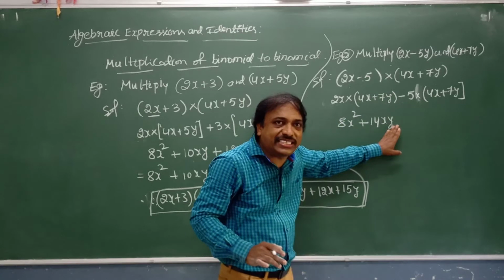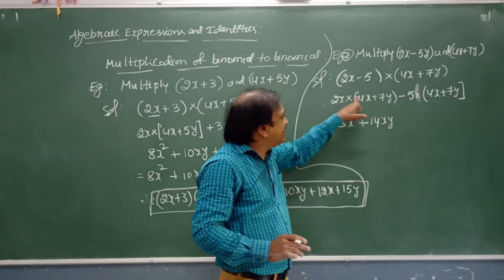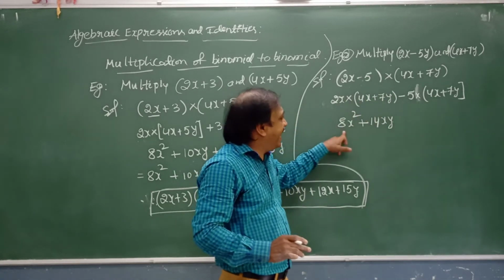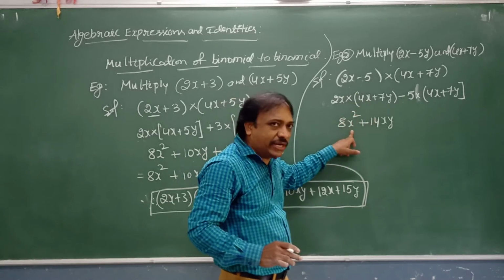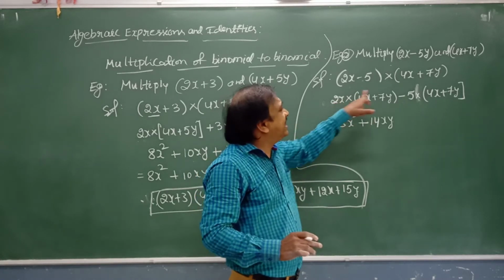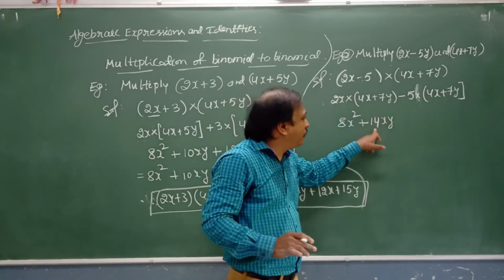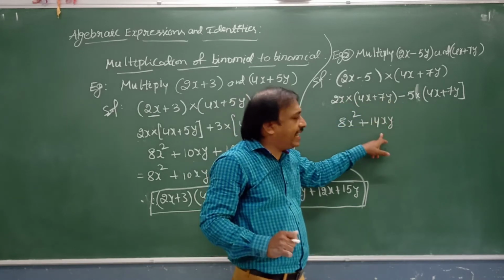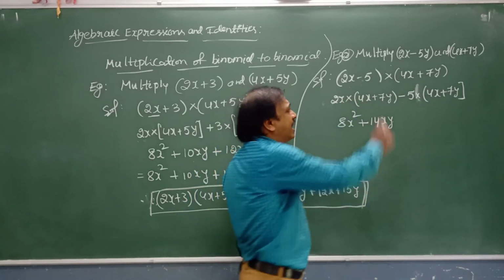You might have learned multiplying separately: 2x into 4x plus 2x into 7y. That's what we are doing, the same step here. 2x into 4x: 2 4s are 8, x into x, x square. Plus 2x into 7y: 2 7s are 14, x into y, xy.